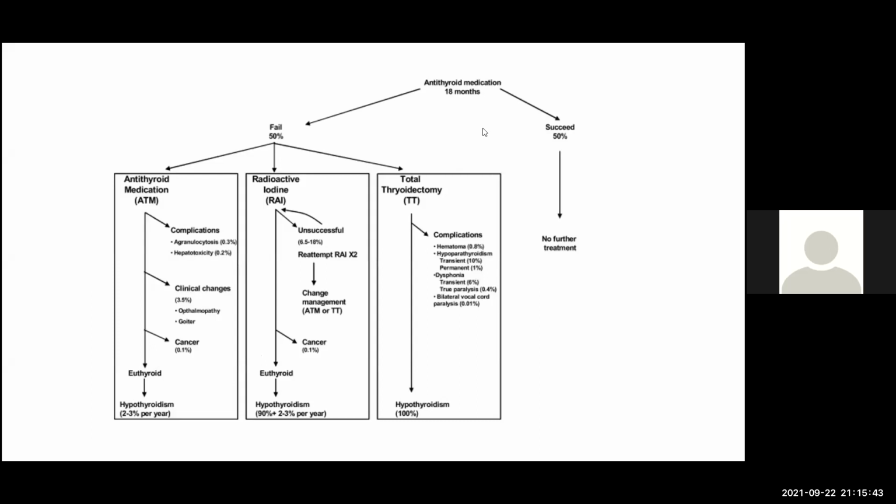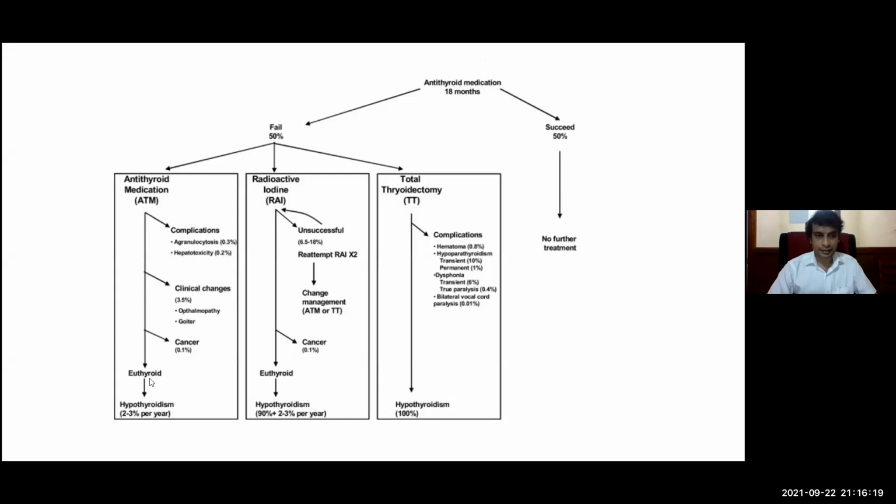And this is just a short overview of what people have found happens in Graves' disease, right? This study came from America a while ago, and it shows the outcome of patients with Graves' disease, right? According to US studies, if you give anti-thyroid medication for patients with Graves' disease for 18 months, half the time it succeeds completely and you don't need any further treatment, right? But half the time it will fail.